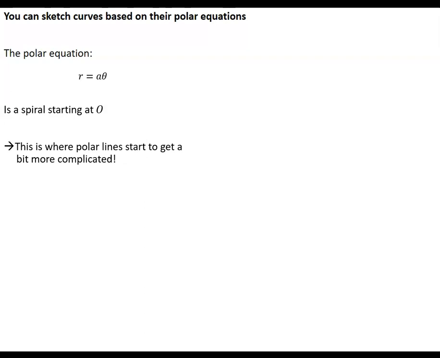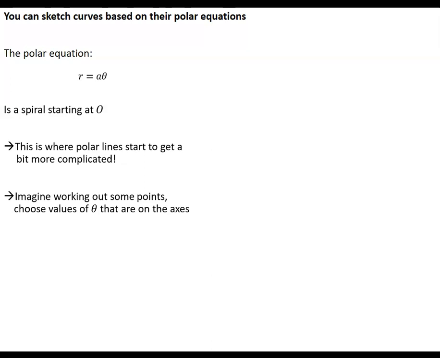Now, this is where it starts to get a bit more complicated. This is a very simple equation, but the line is not very simple at all. Let's have a look at how we graph this. We're going to work out some points. Just like when we first learn how to draw graphs in the Cartesian plane, we pick some values for x and substitute them in to find y.